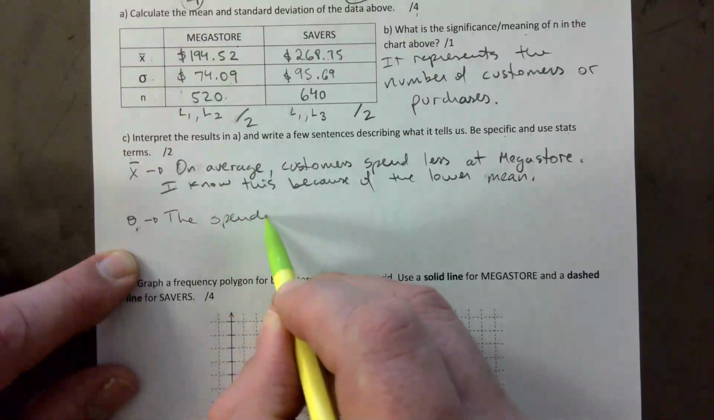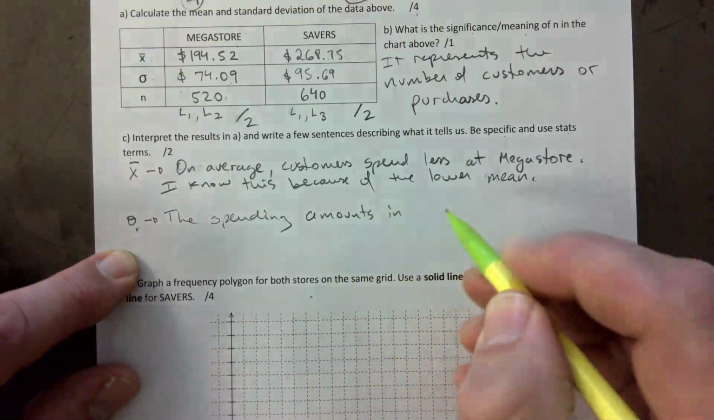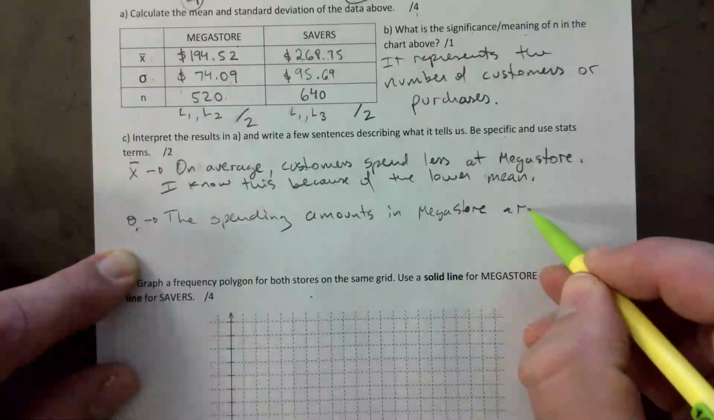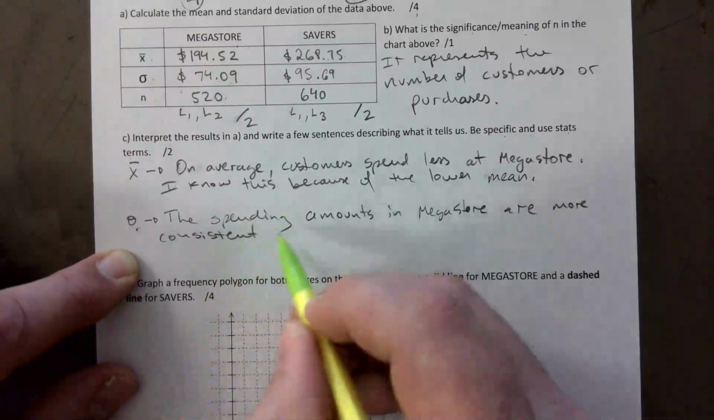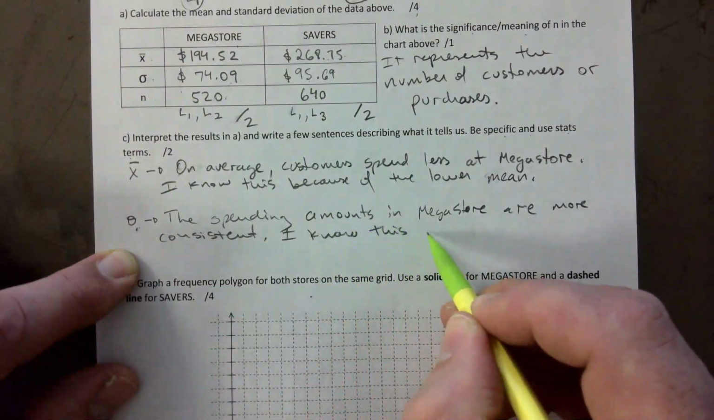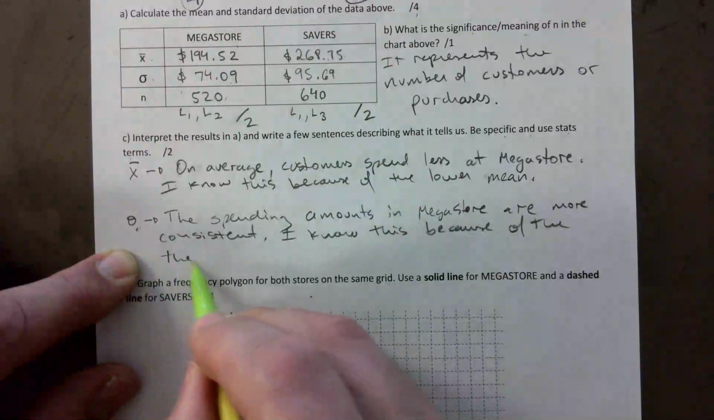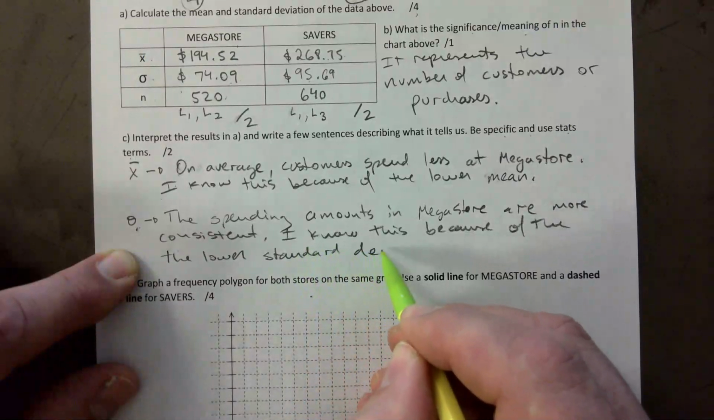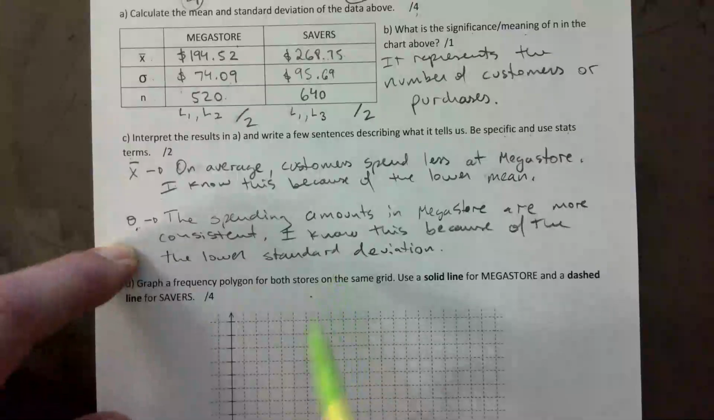The spending amounts in Megastore are more consistent. I know this because of the lower standard deviation. If you just want to throw in the symbol in your statement, I'm okay with that.